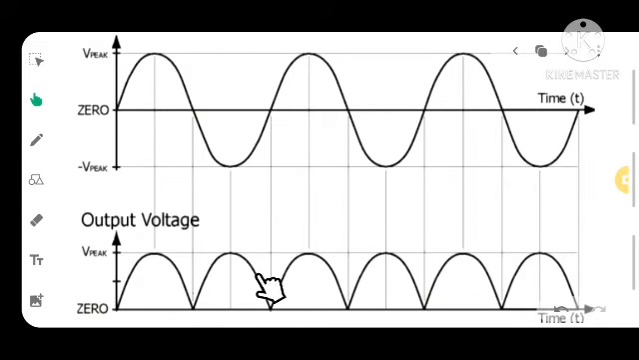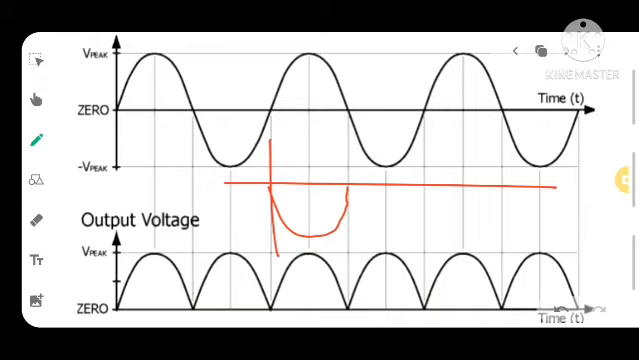Now, what will be the output waveform? As I told you, during the positive half cycle, the output will be an exact replica of this. During the negative half cycle, we will again get the positive half cycle. So for all the positive and negative half cycles, we are getting positive half cycles, as I already told you. But if you reverse the direction of all the diodes, then obviously you will get a waveform at the output like this.